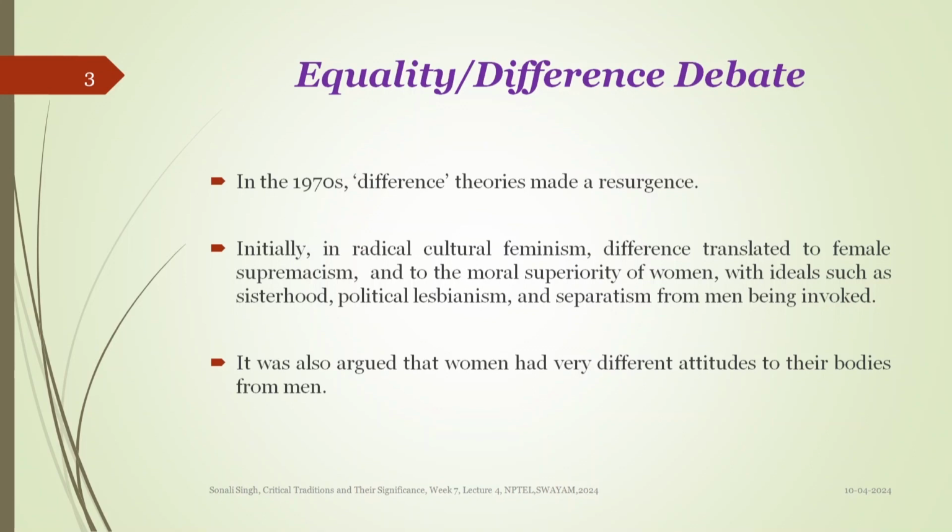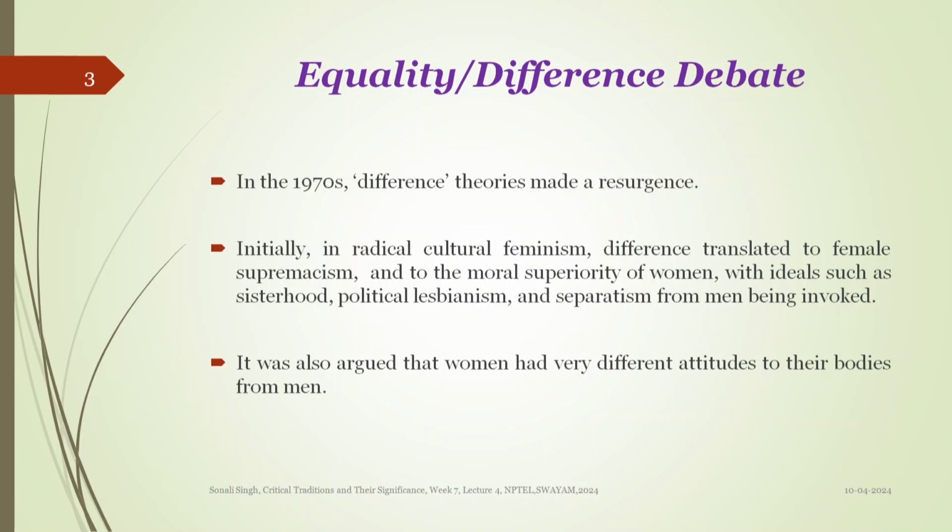Now, when we talk about the evolution of the equality difference principle, we have already studied it to a certain extent in our earlier lecture. Now we can see that in the 1970s, the difference theories made a resurgence. There was a renewed interest of feminists in the theories of difference. Initially in radical cultural feminism, it translated to female supremacism and the moral superiority of women, with ideas such as sisterhood, political lesbianism, and the issue of separation from men.